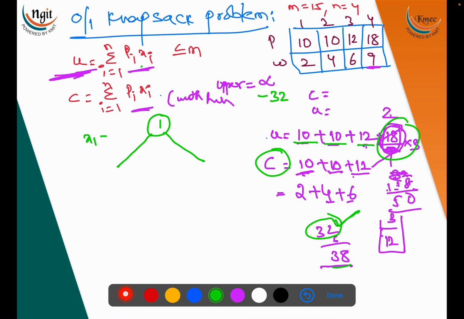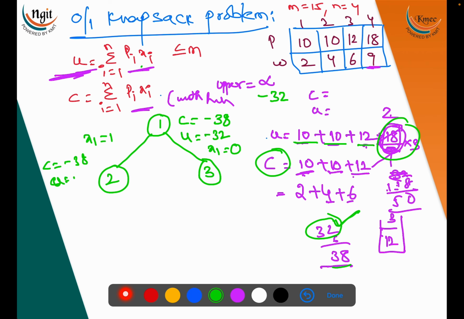Let us suppose that I am placing the first object. Initially, what cost did you get? Cost is minus 38 with fraction, and upper limit is minus 32 without fraction. Now, when I place the x1 object, the same. If I don't place x1, it is the second node, it is the third node. Assume that I am not placing x1. That means x1 equal to 0. So in the place of x1 is equal to 1, the same cost and the same upper limit will be there, minus 38, u is equal to minus 32.